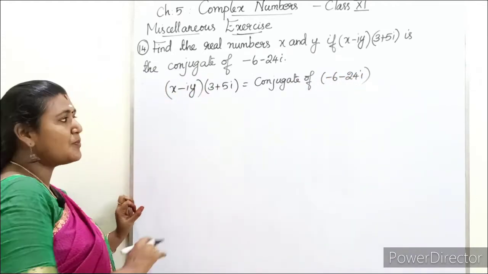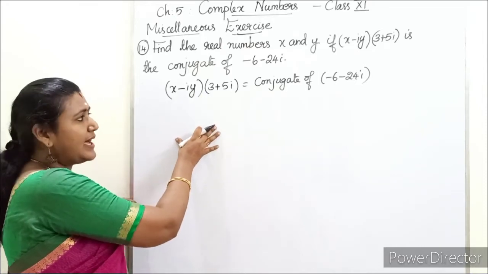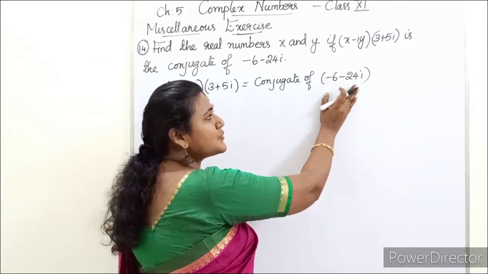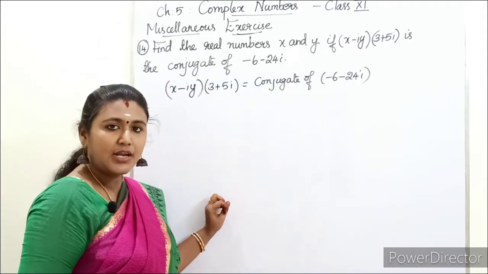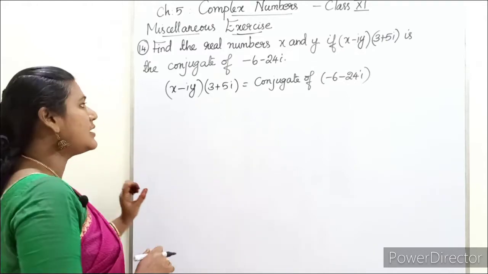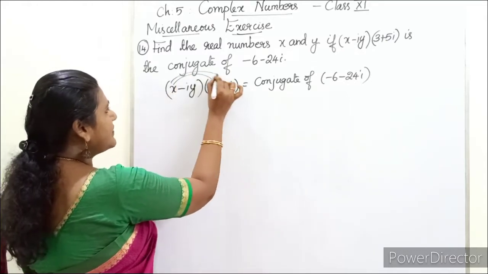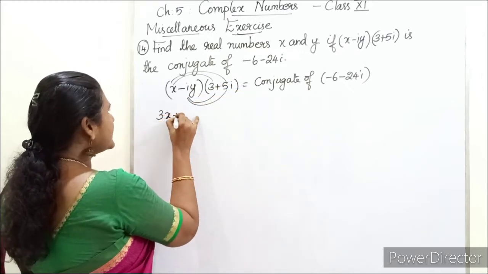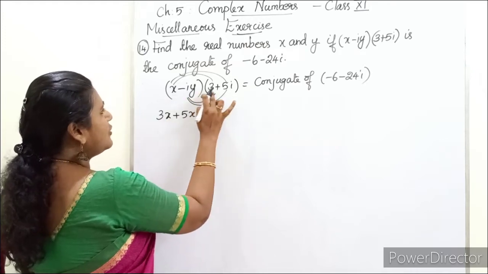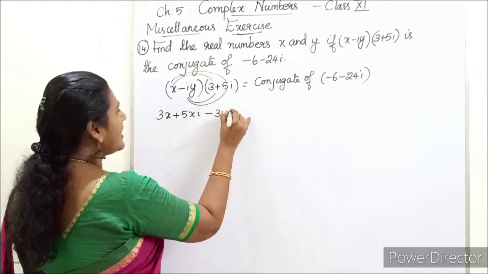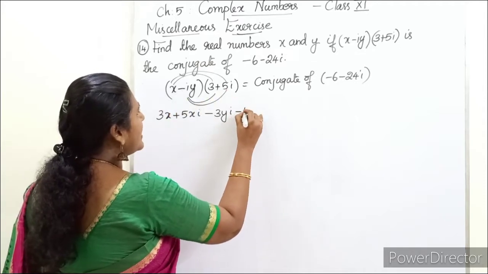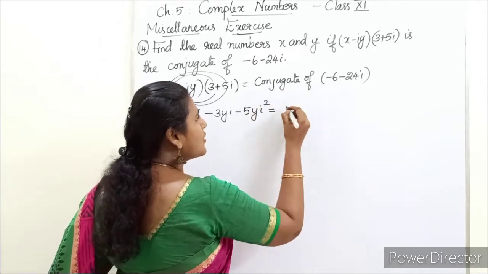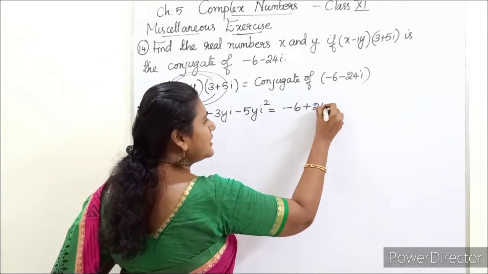Okay, so now we are going to multiply the left side. And what is the conjugate of this complex number? Minus 6 plus 24i. We have to change the sign of the imaginary part to get the conjugate. So now we will multiply. With the x we will multiply, then with the minus iy we will multiply. So 3x plus 5xi, and when you multiply these two, minus 3yi, and these two, minus 5yi square, is equal to the conjugate of this complex number, minus 6 plus 24i.